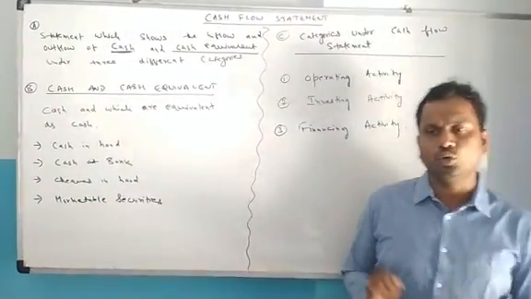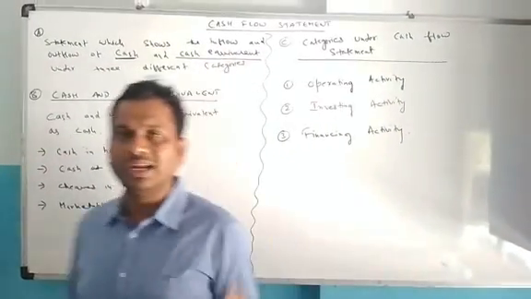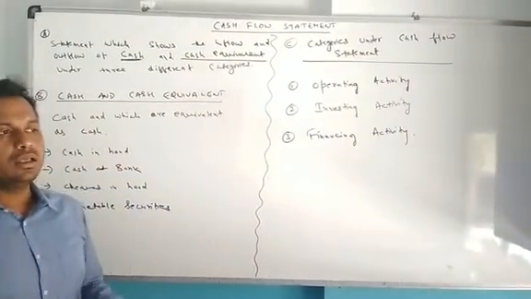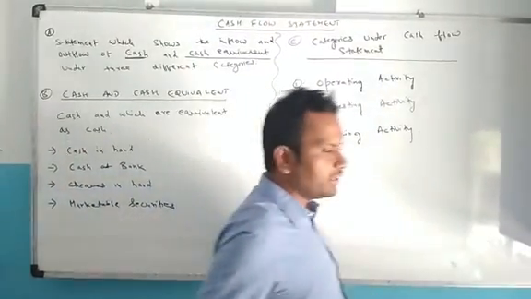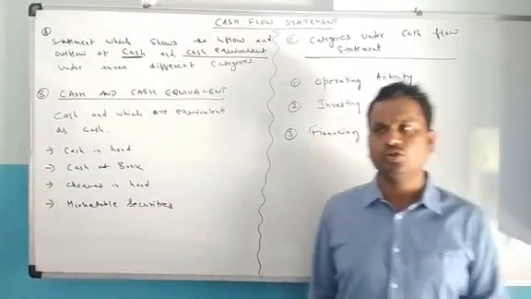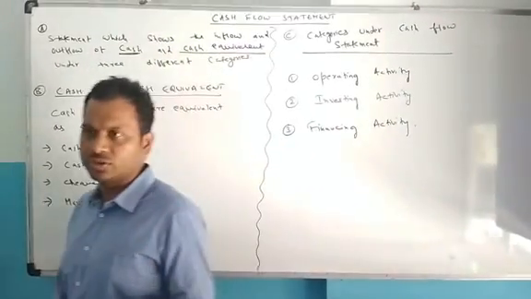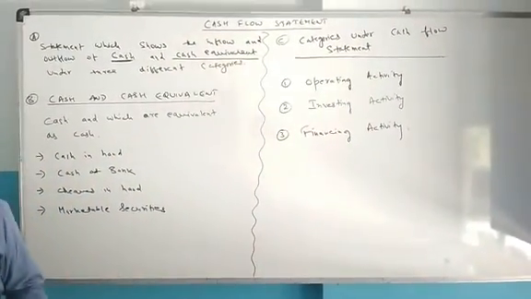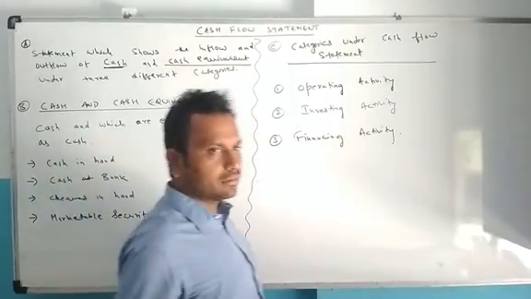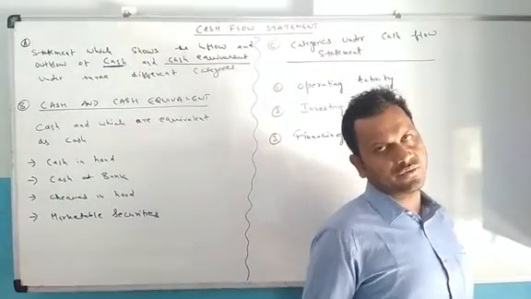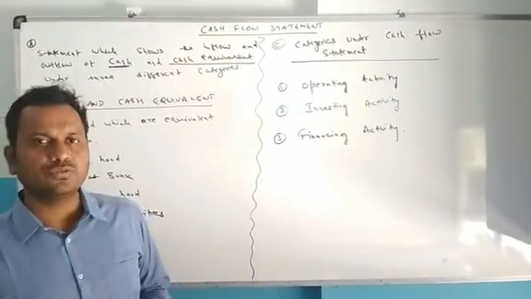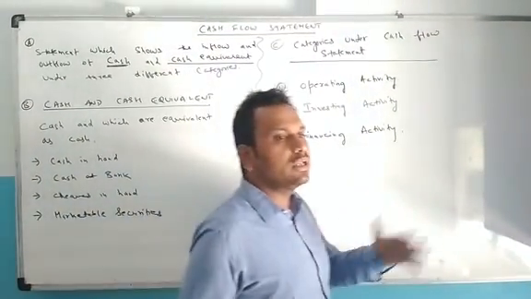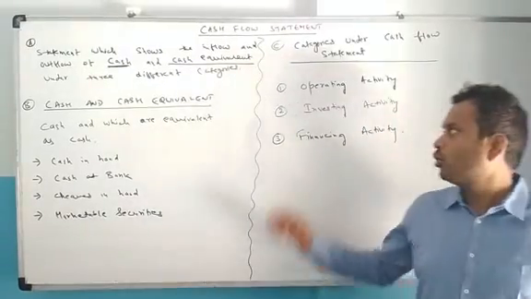Operating activity means those activities which are done on a day-to-day basis for the regular survival of the business. Day-to-day activity means you buy goods, you sell goods, you pay wages, you make payment to your staff, you make payment to your laborers, you pay the electricity bill, etc. So any activity done on a day-to-day basis for the regular performance of the business is known as operating activity.